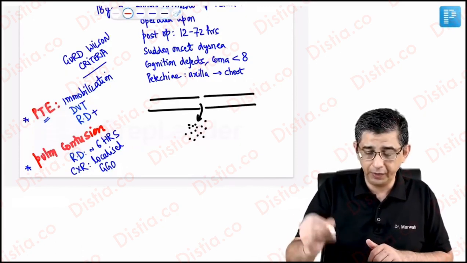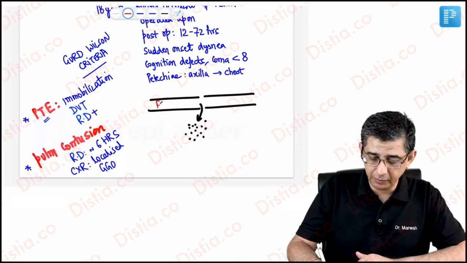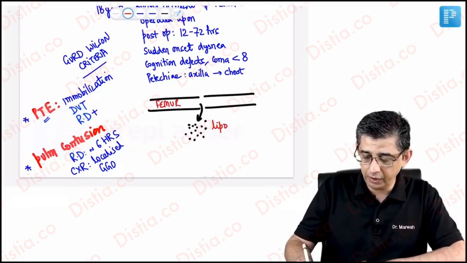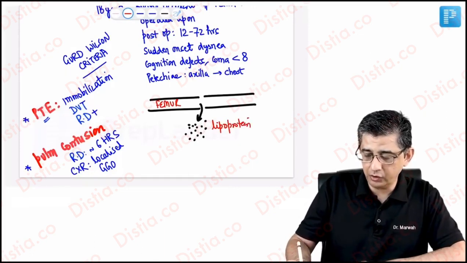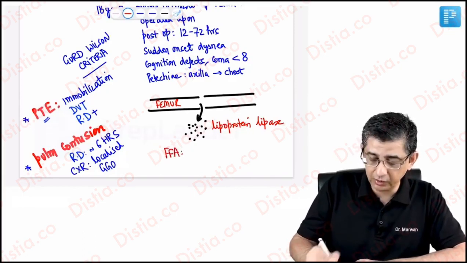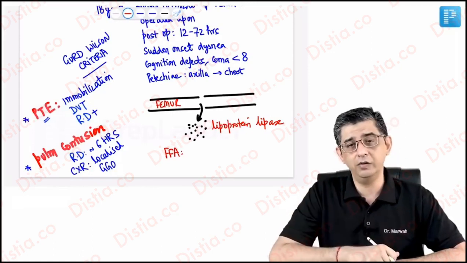So this is what I said. Ultimately, fat globules have been released. You can take this as a representation of the shaft of the femur. This is going to be acted upon by LPL, lipoprotein lipase, which is going to contribute to generation of free fatty acids. The bad guys here are free fatty acids, because they are the ones which will be damaging the capillaries which are surrounding the alveoli.